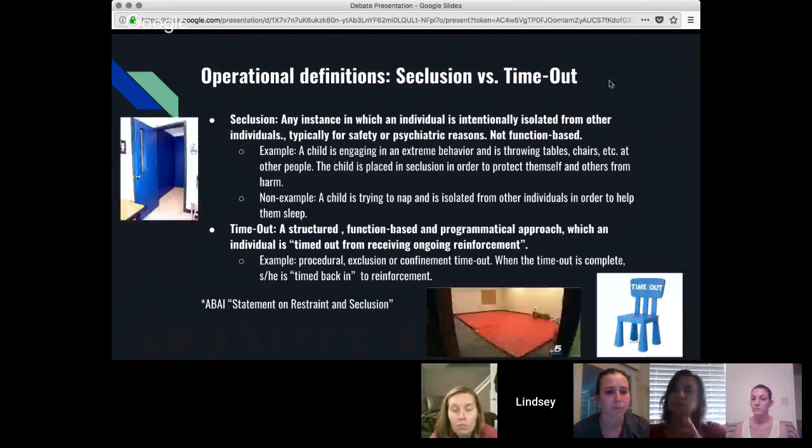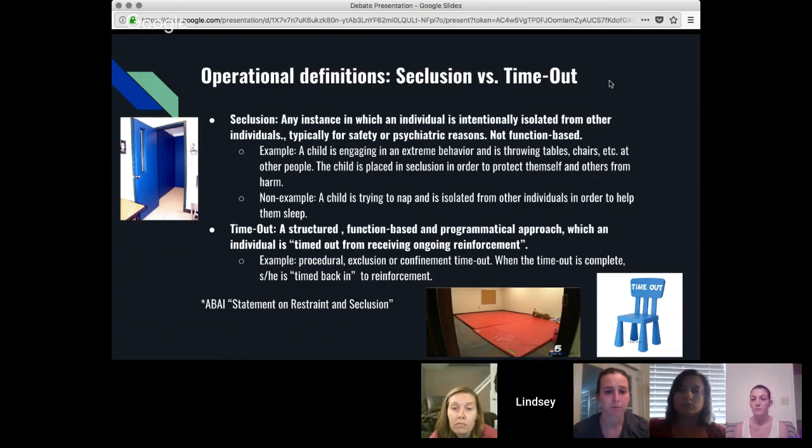Seclusion is defined as any instance in which an individual is intentionally isolated from other individuals, typically for safety or psychiatric reasons. It's not function-based. An example of this is a child engaging in an extreme behavior, throwing tables, chairs, etc. at other people. The child is placed in seclusion in order to protect themselves and others from harm. A non-example is a child trying to take a nap who is isolated from other individuals in order to help them sleep.